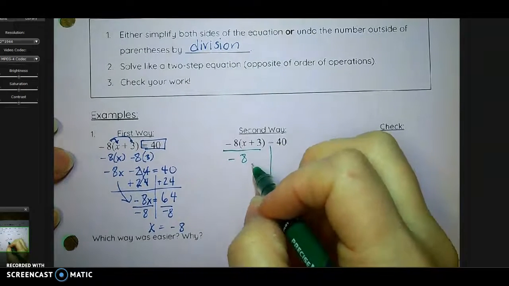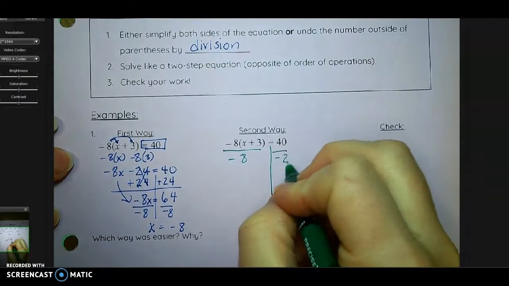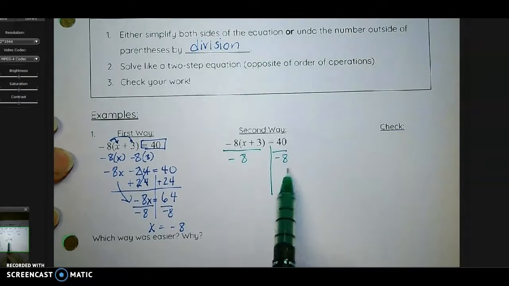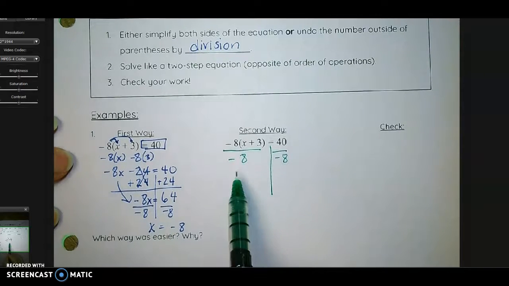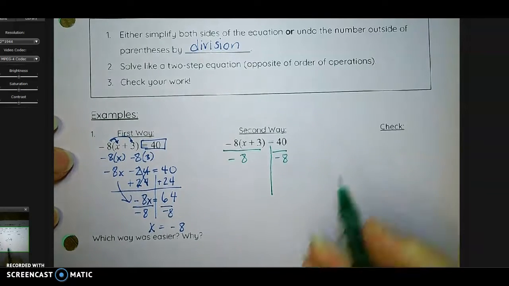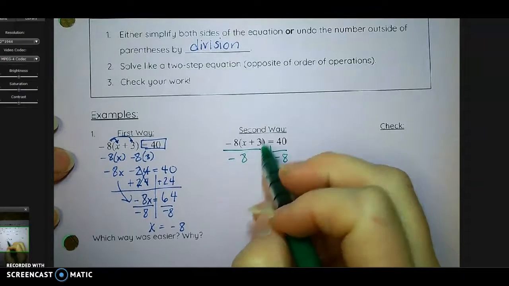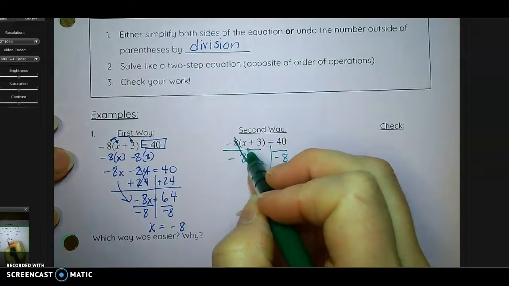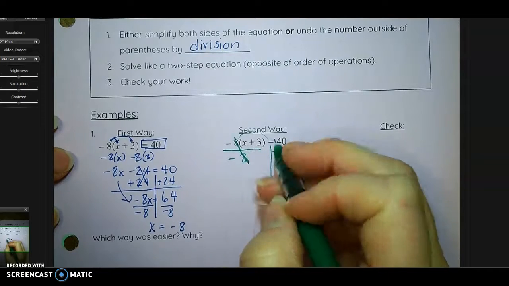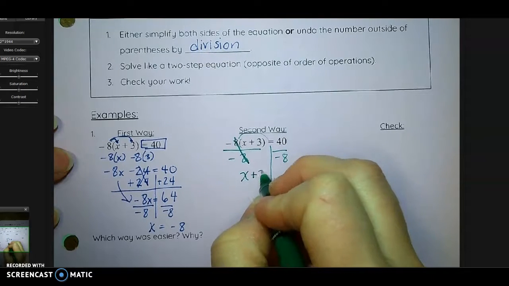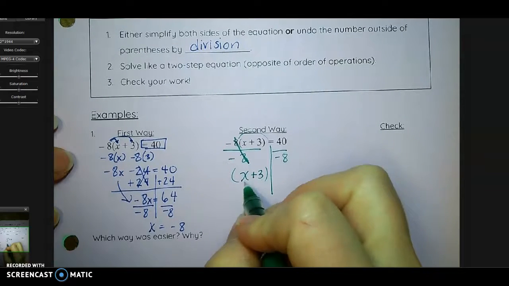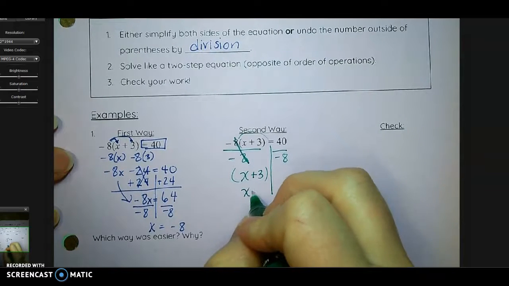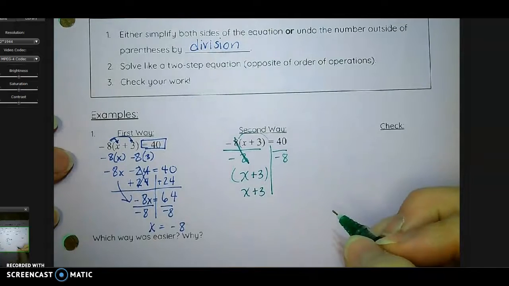Now remember, if I do something to one side, I have to do it to the other. Now I ended up doing this at the end of my problem down here. So what I'm doing is I'm just taking care of it at the beginning and getting rid of the parentheses a different way. Well, negative 8 divided by negative 8 gives me 1. All I have left over here is what is inside of these parentheses. And if it helps, you can bring it down inside the parentheses, then you're like, wait a minute, there's nothing happening on the outside of there, so now it's just x plus 3.